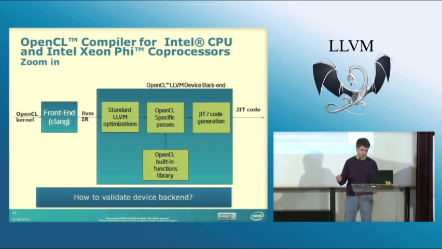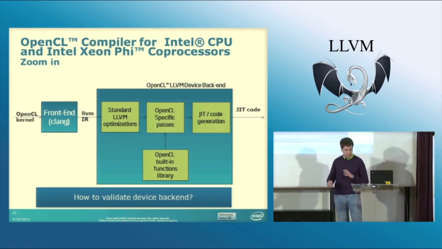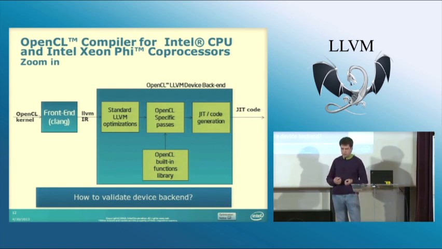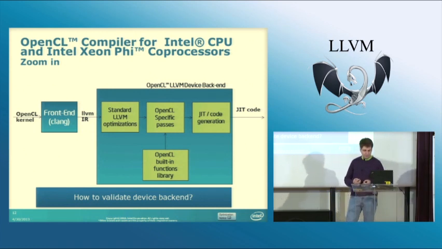This is a system comprising several blocks. The first one is where we apply a set of standard LLVM optimizations. Then we have OpenCL-specific passes like the vectorizer, inter-work item optimization and so on. Then we import the built-in functions library. And after that, we have code generation, which actually produces the JIT code. So we needed to validate this LLVM device backend.